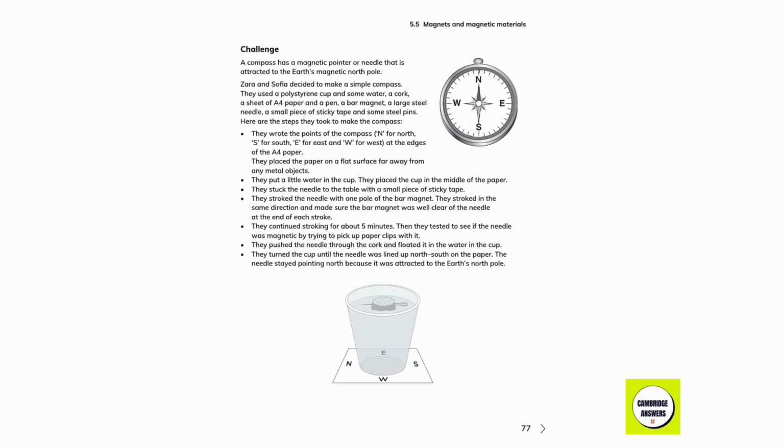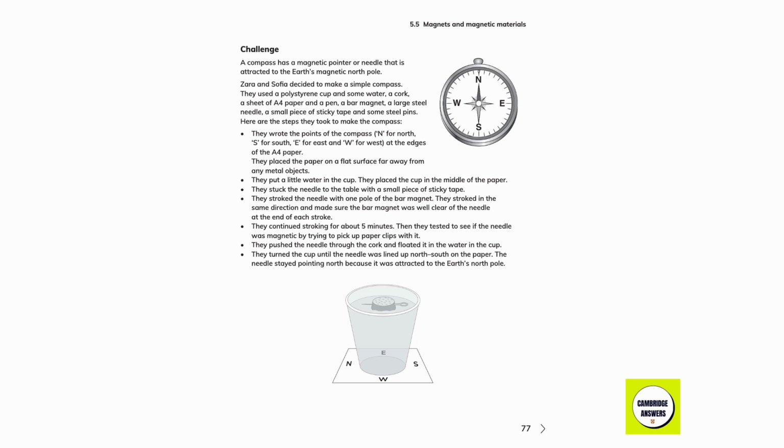A compass has a magnetic pointer or needle that is attracted to the Earth's magnetic north pole. Zara and Sophia decided to make a simple compass. They used a polystyrene cup and some water, a cork, a sheet of A4 paper and a pen, a bar magnet, a steel needle, a small piece of sticky tape, and some steel pins. Here are the steps they took to make the compass.